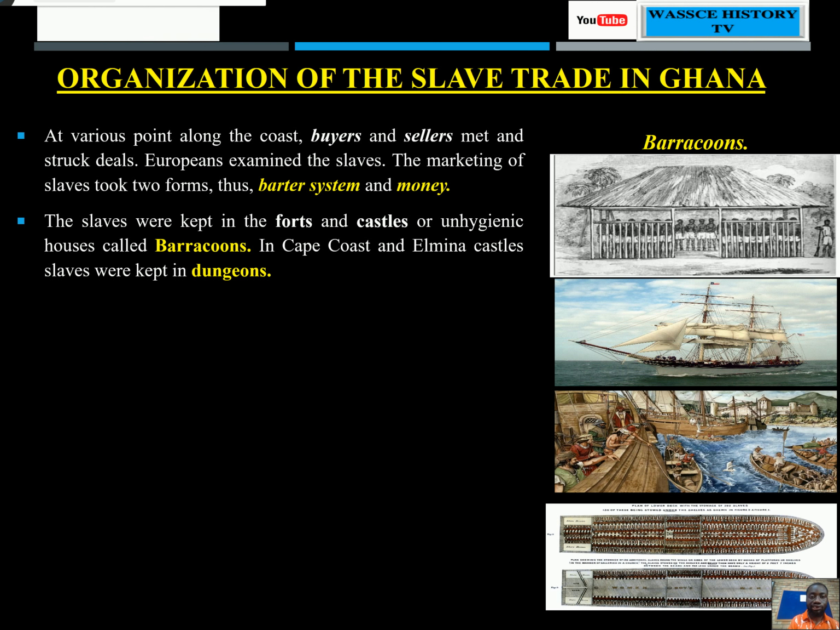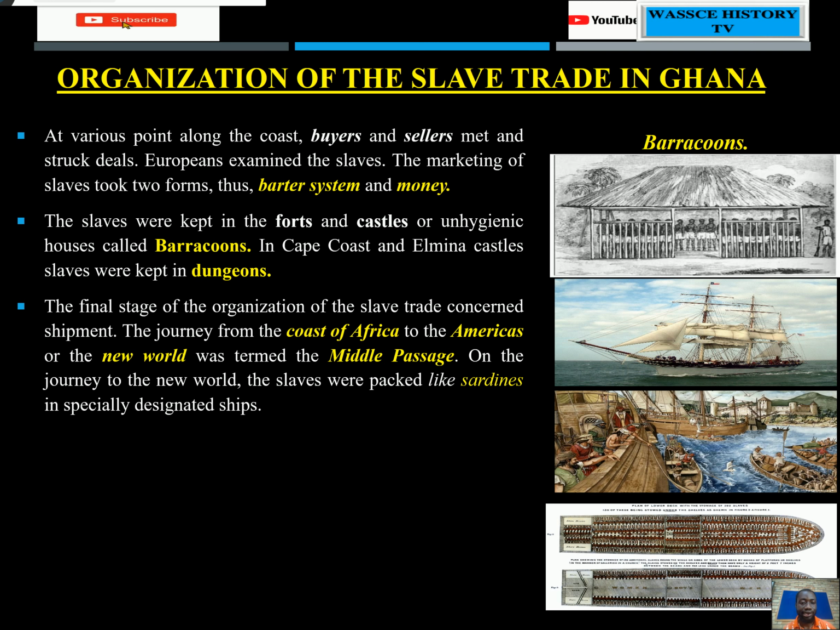After the Europeans had bought the slaves, they kept them either in castles under unhygienic conditions, or in areas where they did not have castles, like the island there, they had a special unhygienic house known as the barracoons, as we have seen in the first image, where they kept the slaves and waited for the slave ship to come from Europe to transport them. In Cape Coast, where they had castles, like Elmina and others, the slaves were kept in dungeons, as I showed you in the image earlier, waiting for their slave ship.